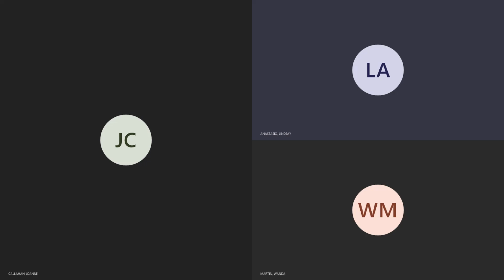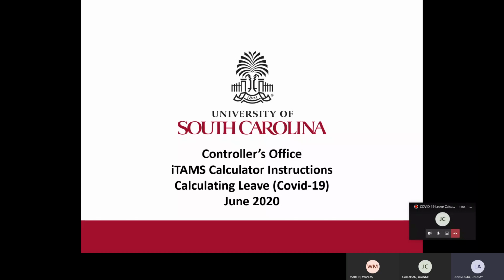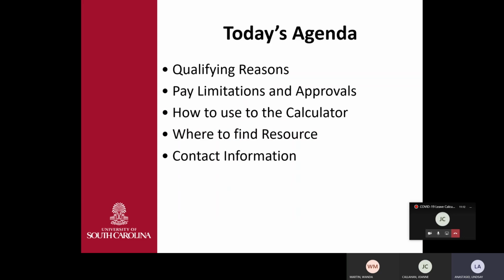Hi everyone, this is the demonstration of the ITAMS calculator for calculating COVID leave. We're going to be talking about the qualifying reasons for receiving COVID pay, the pay limitations and approvals needed, how to use the calculator, where to find these resources, and who to contact if you have questions.